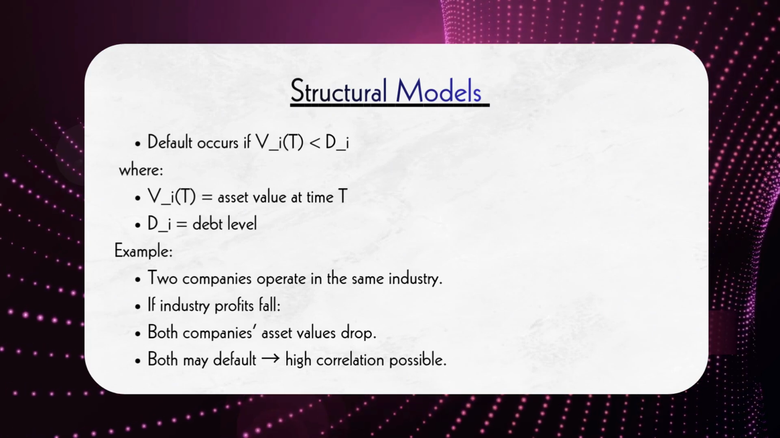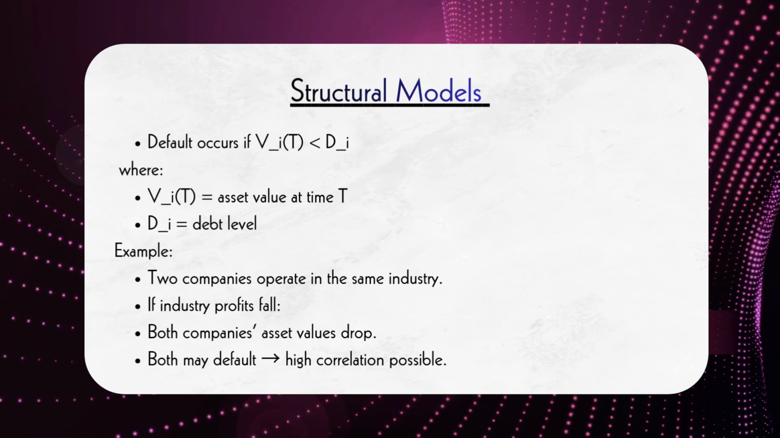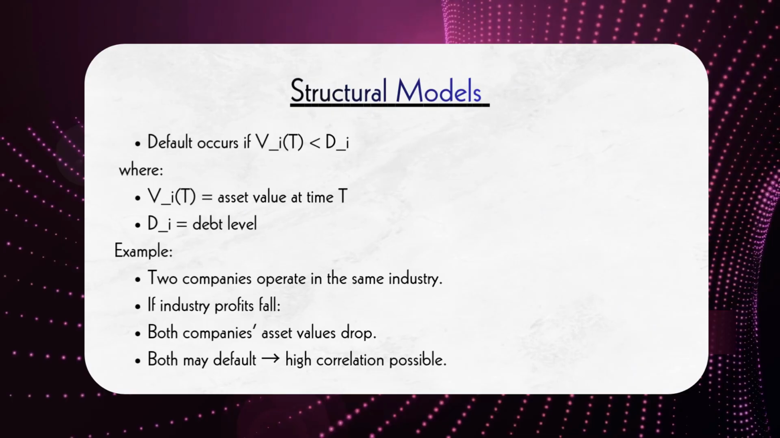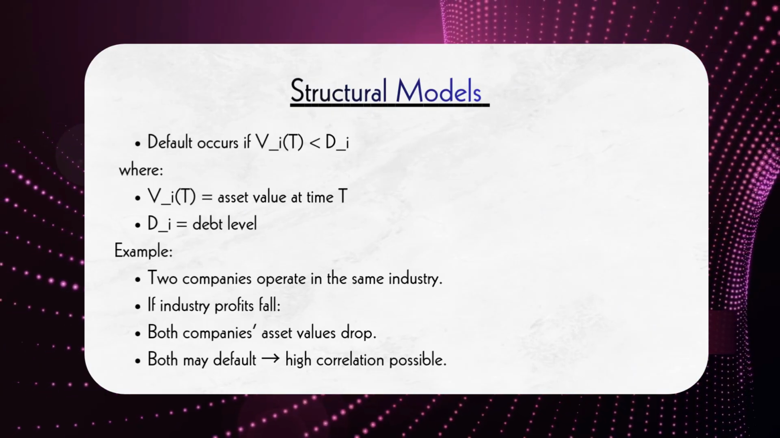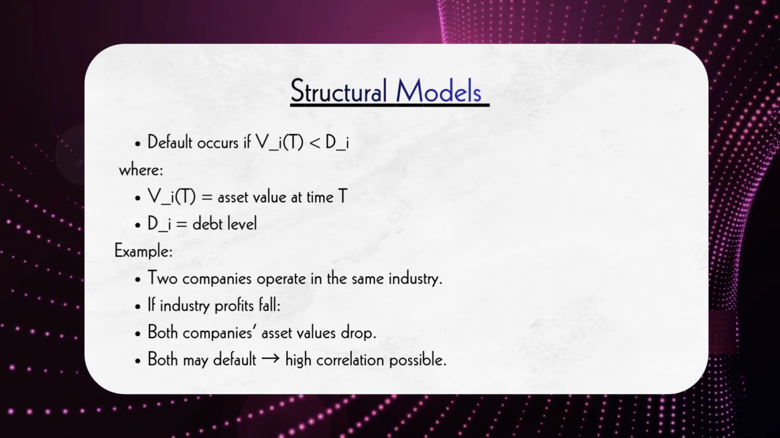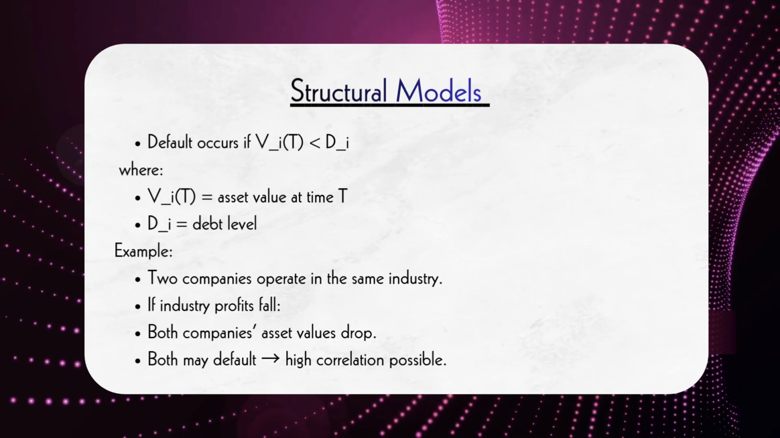For example, imagine two companies in the real estate sector. If property prices crash, both companies will see a fall in their asset values. This increases the chance that both will default, leading to high default correlation.